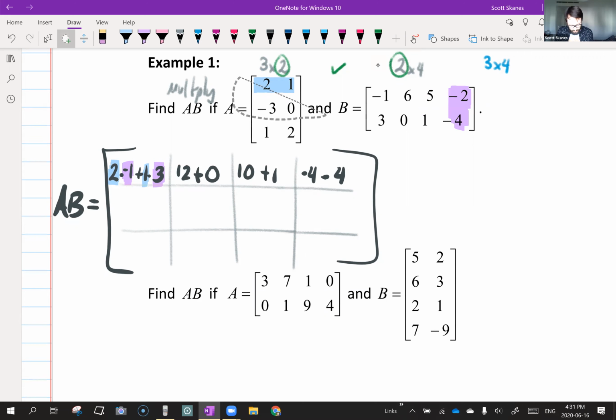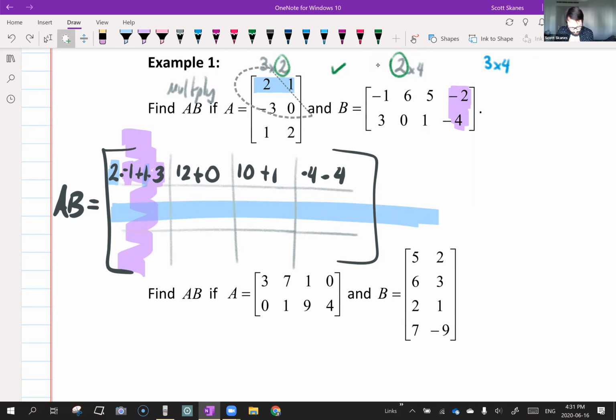So once again, I want the second row and the first column. So I just look at the second row of my first matrix and look at the first column of my second matrix, sorry. Second row of my first matrix, first column of my second matrix. Did I say that right? And fill it in.